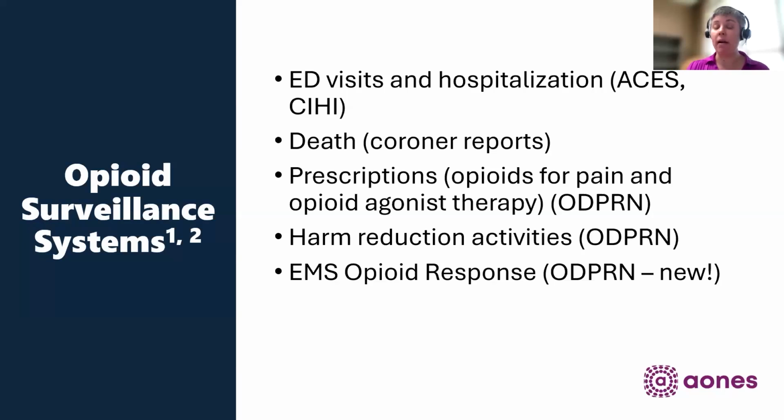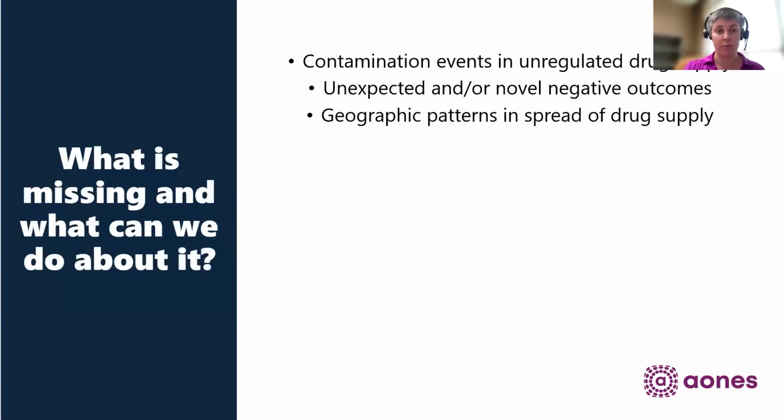Significant effort has been made by all involved parties to ensure timely reporting in these systems. For example, ED visit data and hospitalization data from the Acute Care Enhanced Surveillance System, ACES, and from CIHI, mortality data from coroner's reports, data on harm reduction activities and prescriptions from the Opioid Drug Policy Research Network, ODPRN, and newly released information on the EMS opioid response. These methods provide critical information for quantifying the impact of opioids in Ontario.